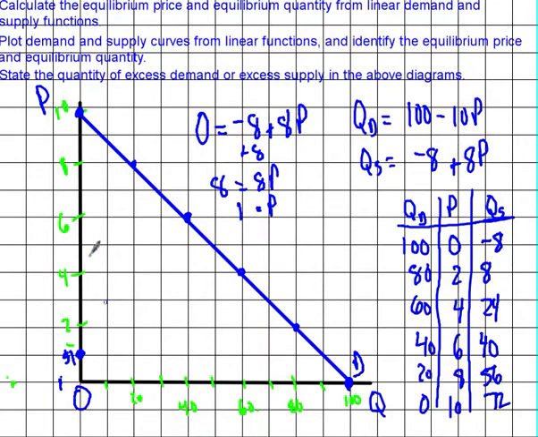Okay, and so that's how you would find it, instead of coming all the way over here and then drawing the line up like that. We can just set the quantity supplied at 0, and you can do the same for quantity demanded.